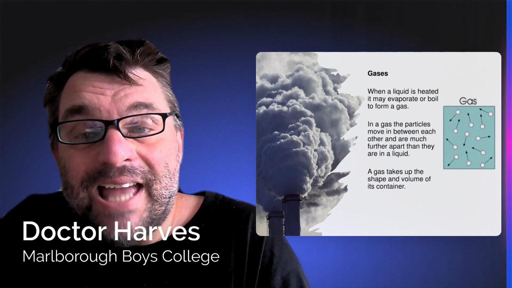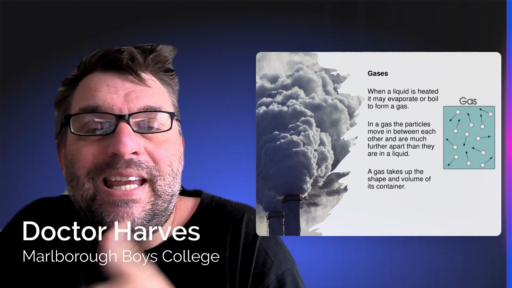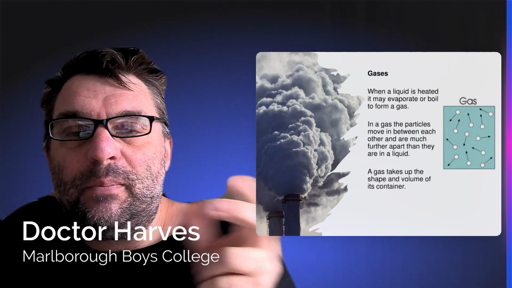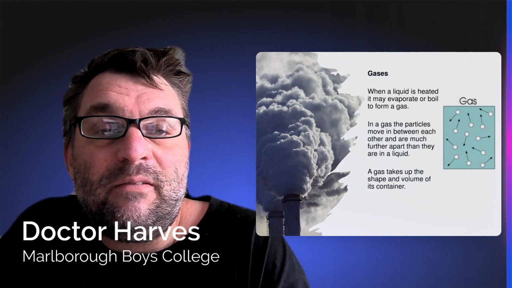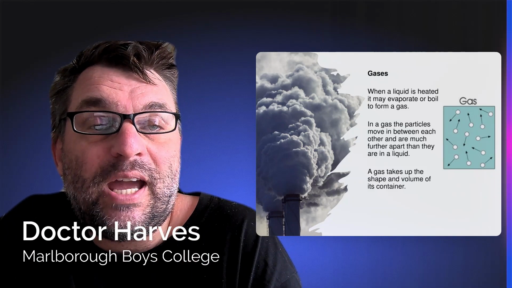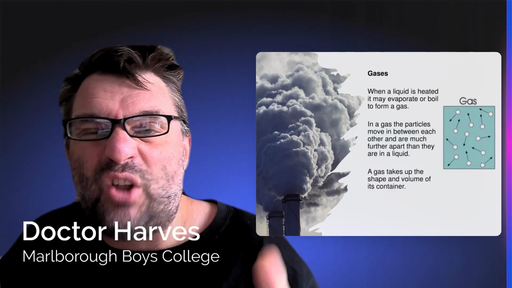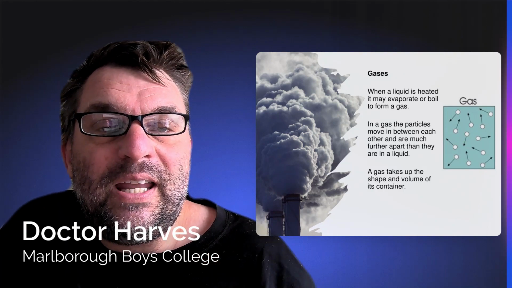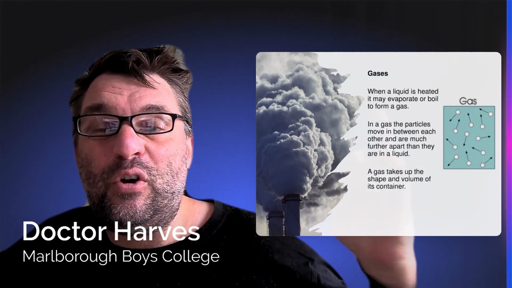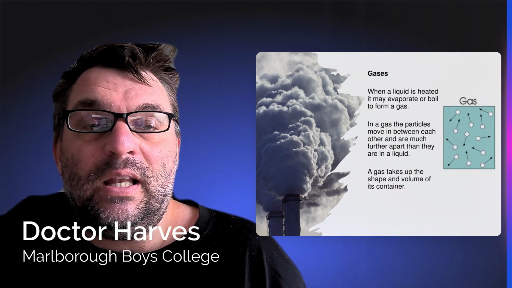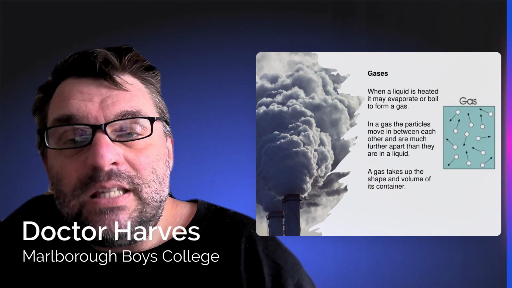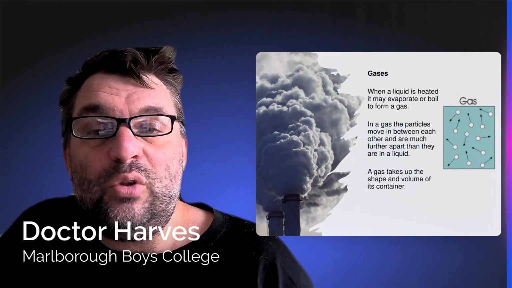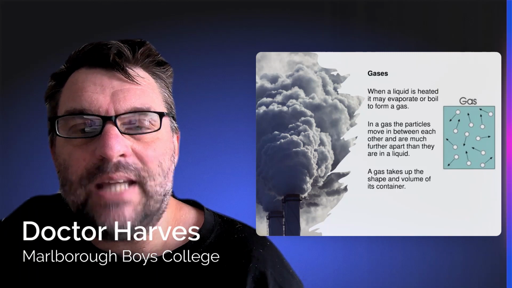And finally, we have gases. So again, when you're heating a liquid, you're providing more heat energy. It's breaking those bonds even further between the particles, and it evaporates to form a gas. Because of this, you're giving it lots of kinetic energy. The particles are able to move around very quickly, and they're separated a lot further away from each other compared to a liquid and solid. This means that a gas takes up the shape of its container and also the volume of its container.